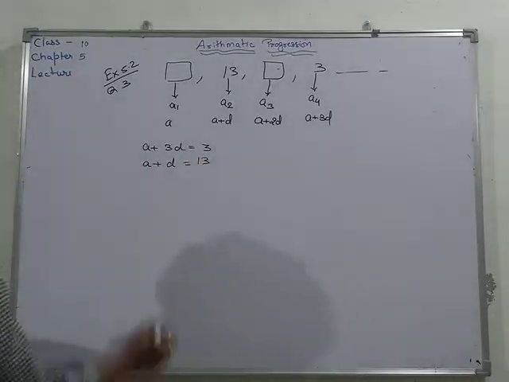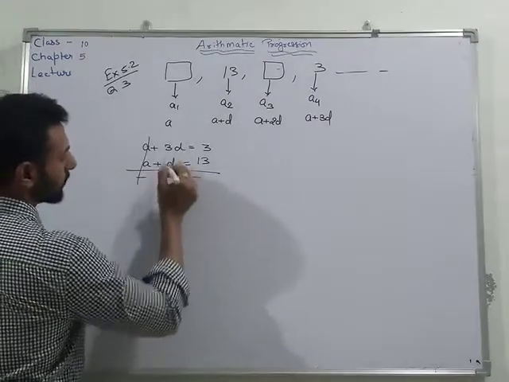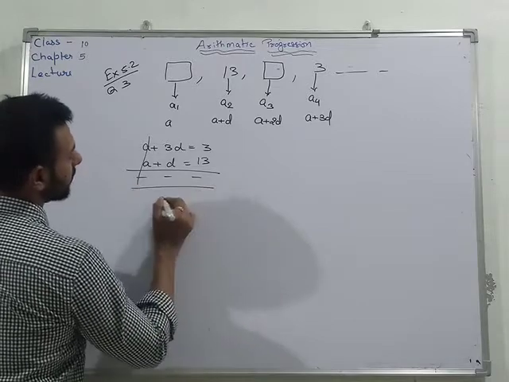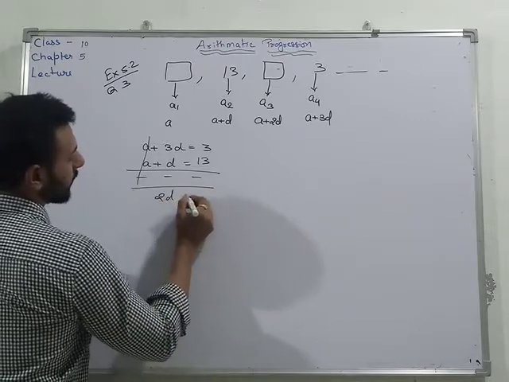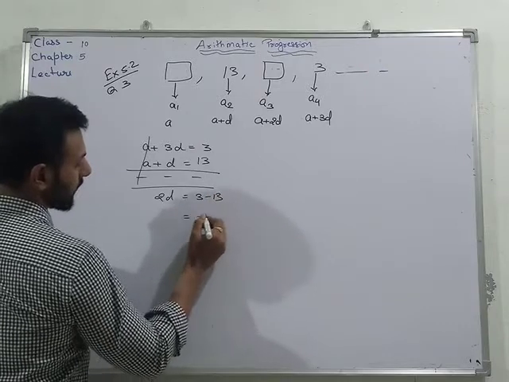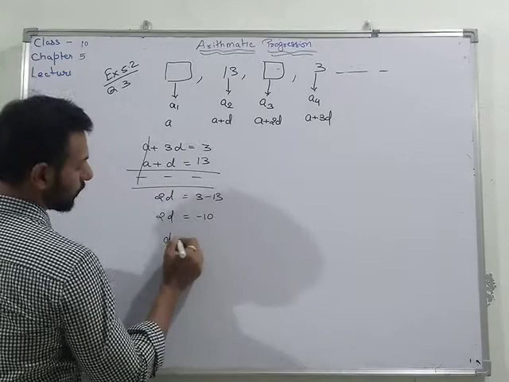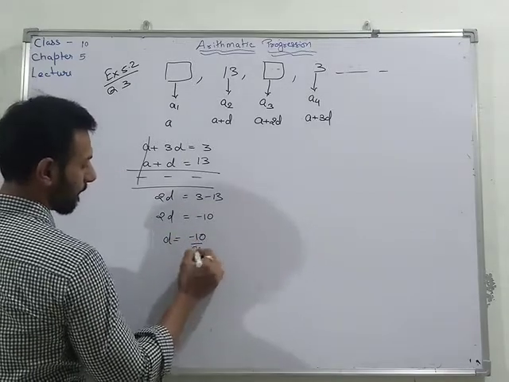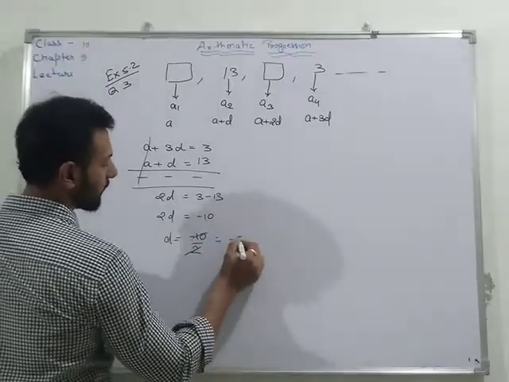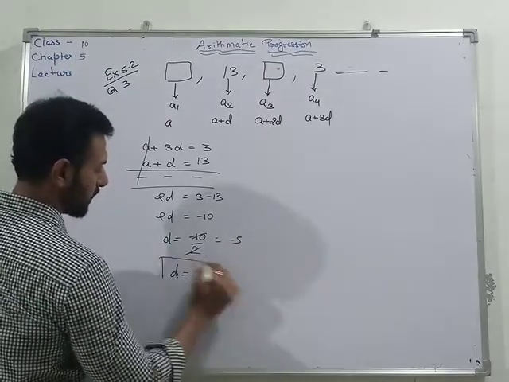Solving these two, minus minus minus, this will get cancelled out. 3D minus D will be 2D and this will be 3 minus 13. So minus 10, 2D is equal to minus 10, so D is equal to minus 10 by 2. Simplifying this, we will be getting minus 5. D is equal to minus 5.